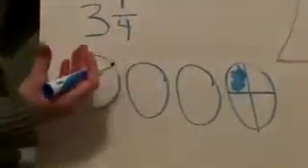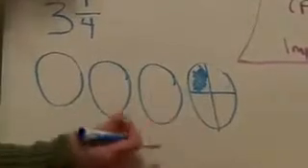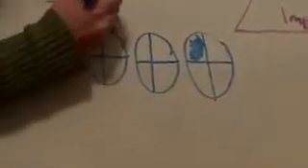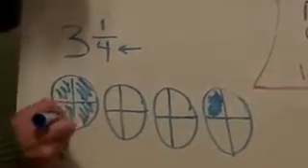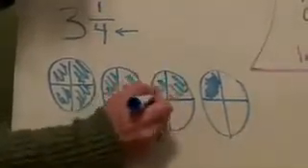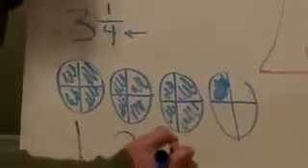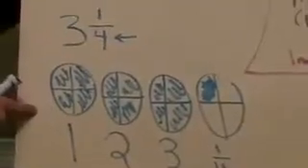And before I can work with this number, if I was going to add it or subtract it or compare it, I would want to get it in improper form, which I'm going to show you. What we would do is take all of the pieces and split them into fourths, because this is in fourths. We would color in 3 wholes: 1, 2, 3, and a fourth. So far I'm just representing this number as a picture.